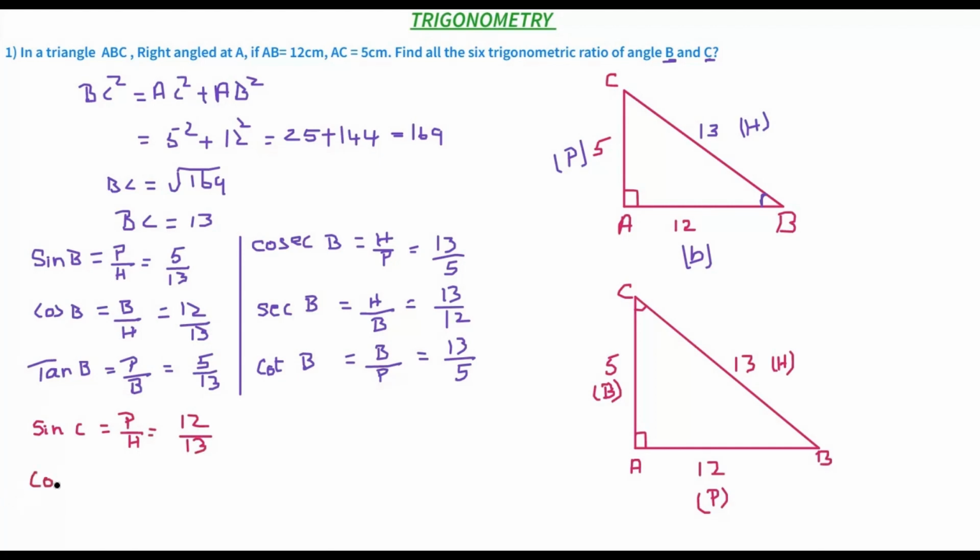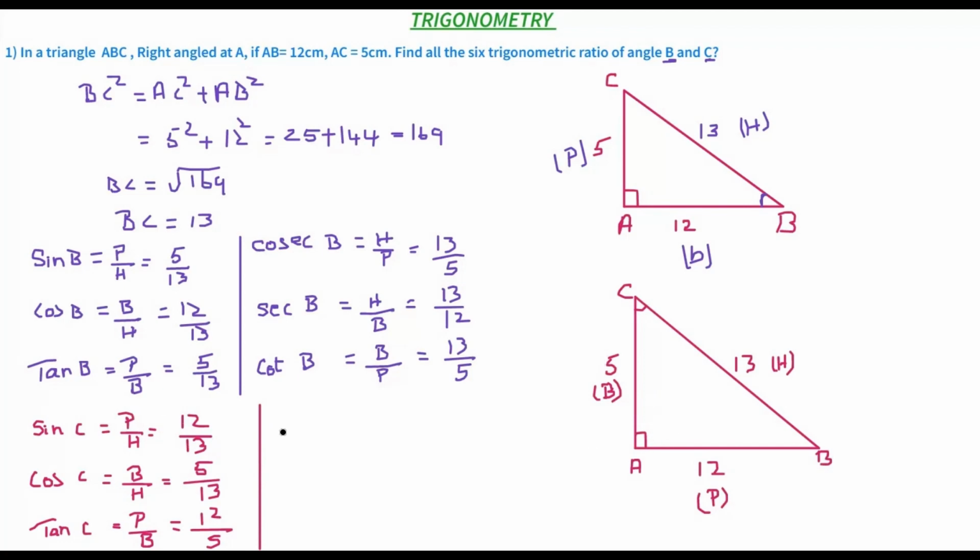And now let's find cos C. Cos C is base by hypotenuse, which is equal to, what's our base? 5. 5 by 13. And then tan C. Tan C is perpendicular by base. So perpendicular is 12, 12 by 5. Easy. The same thing we are going to repeat, but with a different base and different perpendicular.